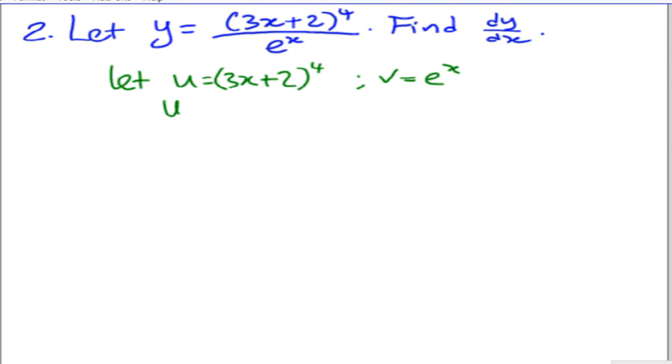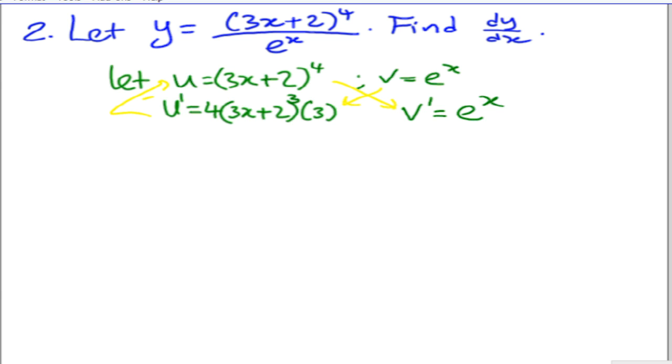And then u dash, or du dx, is, now you need to use the chain rule. 4 comes to the front, keep the bracket, the power is reduced by 1, so it's 3, and then take the derivative of everything inside the bracket, which is 3. And then v dash in this case is e to the power of x. So now use the fish again.